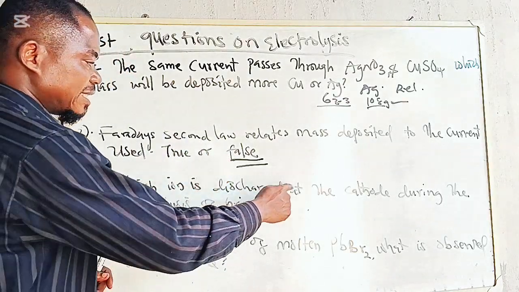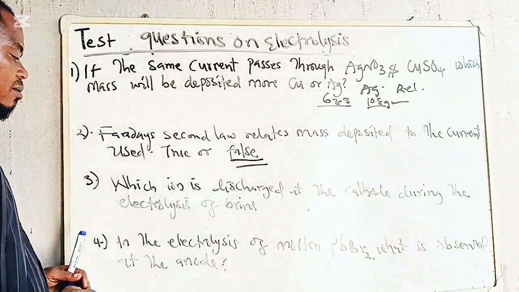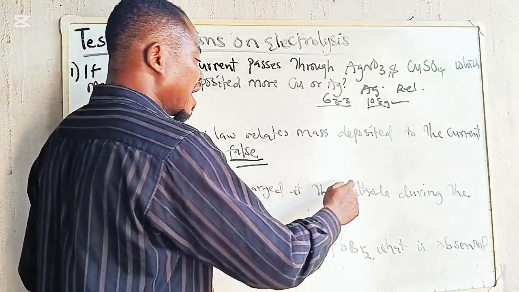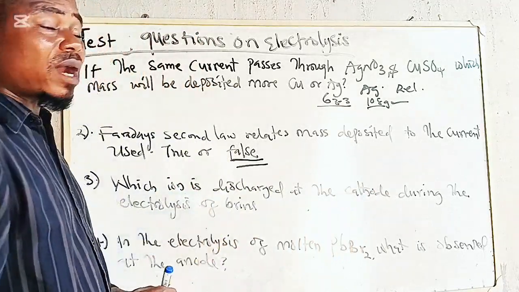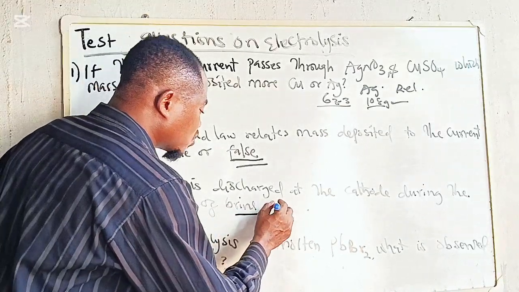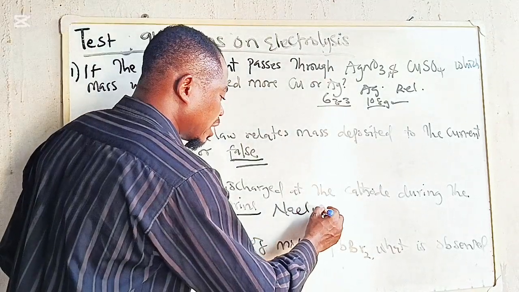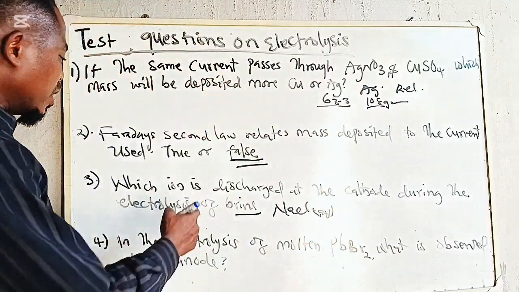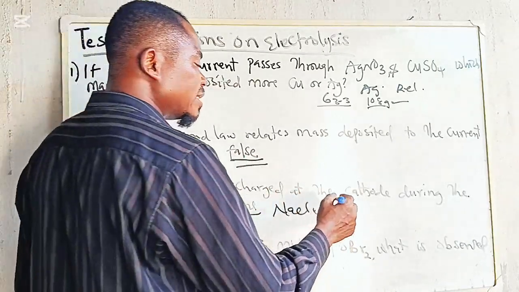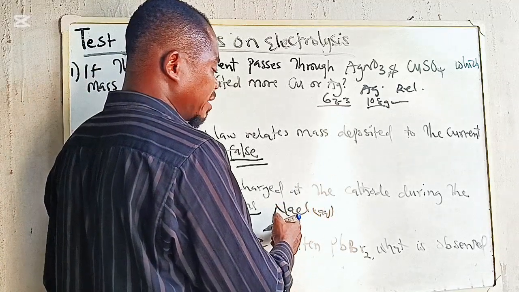Which ion is discharged at the cathode during the electrolysis of brine? You must have picked your answer already. Okay. Now, first of all, you must know what brine is. Brine is sodium chloride dissolved in water. So it's aqueous. So which ion is discharged at the cathode, which is the negative electrode?